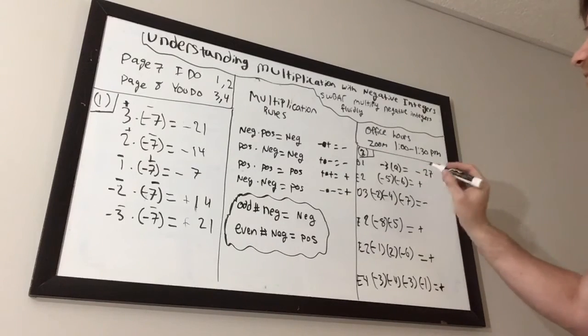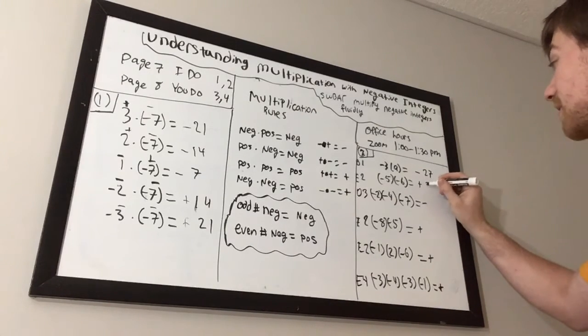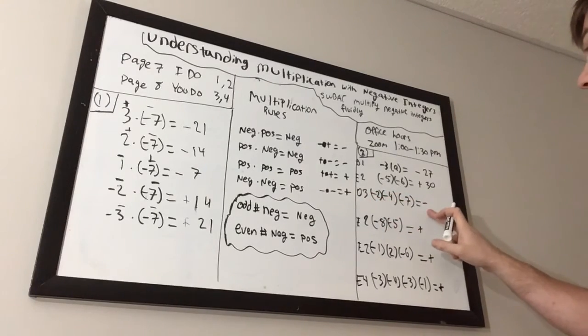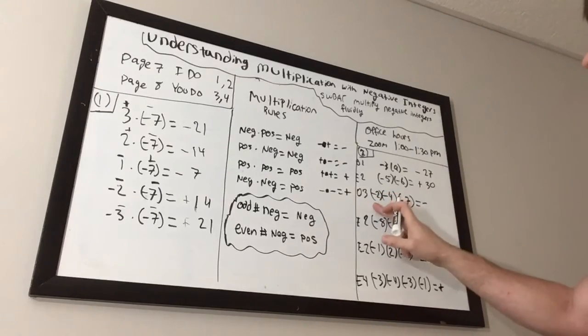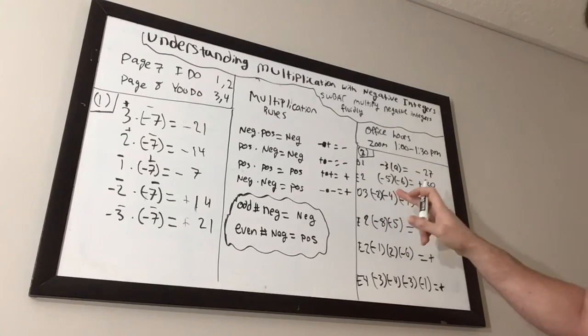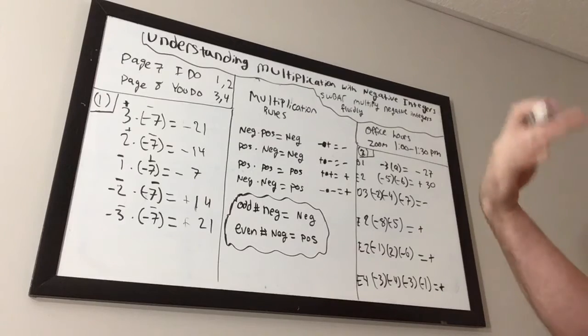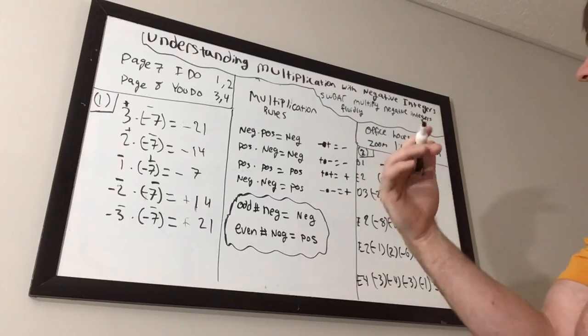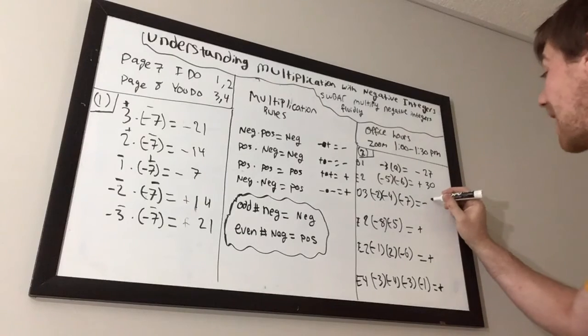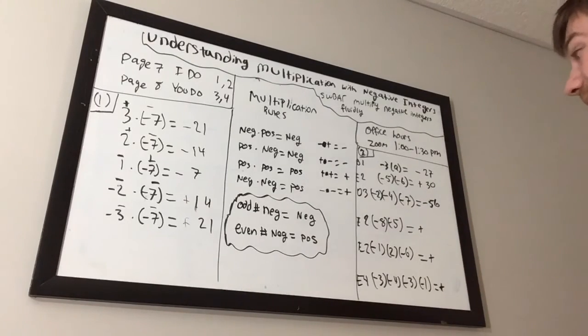Next one, 5 times 6 is positive 30. Then we have 3 negatives, so we know the answer is going to be negative. So negative 2 times negative 4 is 14. Oh, sorry, my math's wrong. Negative 2 times negative 4 is positive 8. Positive 8 times negative 7 is negative 56.